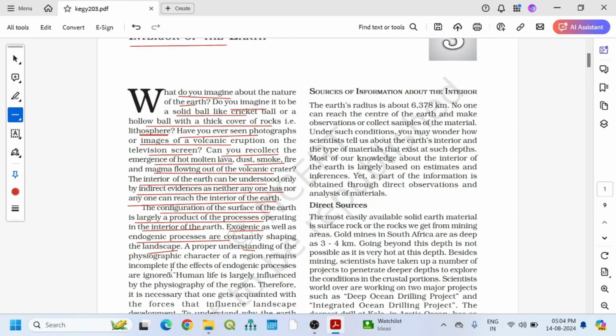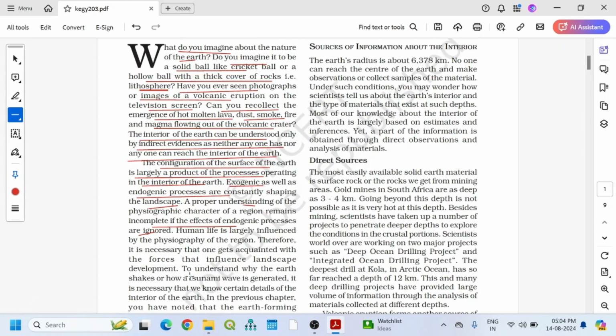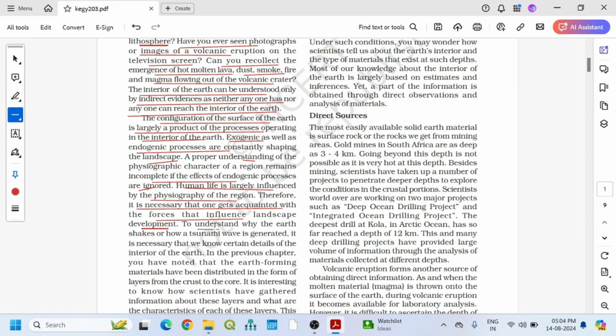So understanding this process is essential for grasping phenomena like earthquakes and tsunamis. A proper understanding of the physiographic character of a region remains incomplete if the effects of endogenetic processes are ignored. Human life is largely influenced by the physiography of the region. Therefore, it is necessary that one gets acquainted with the forces that influence landscape development. To understand why the earth shakes or how a tsunami wave is generated, it is necessary that we know certain details of the interior of the earth.